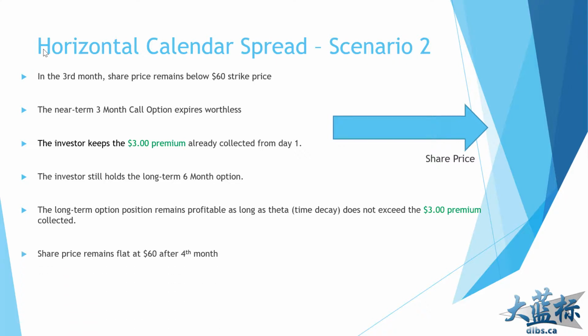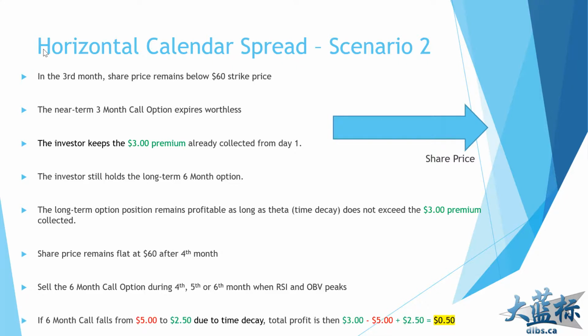And if the share price still remains flat after the 4th month, I can still sell the call option quickly, maybe time it when RSI and on-balance volume peaks. But this time is not as rosy as before. So let's say my $5 call option actually eroded in value down to $2.50. Well, if I spent $5 but I have $2.50 coming back at a loss, and I had $3 up front, I still come out of the trade with a 50 cents per share profit.